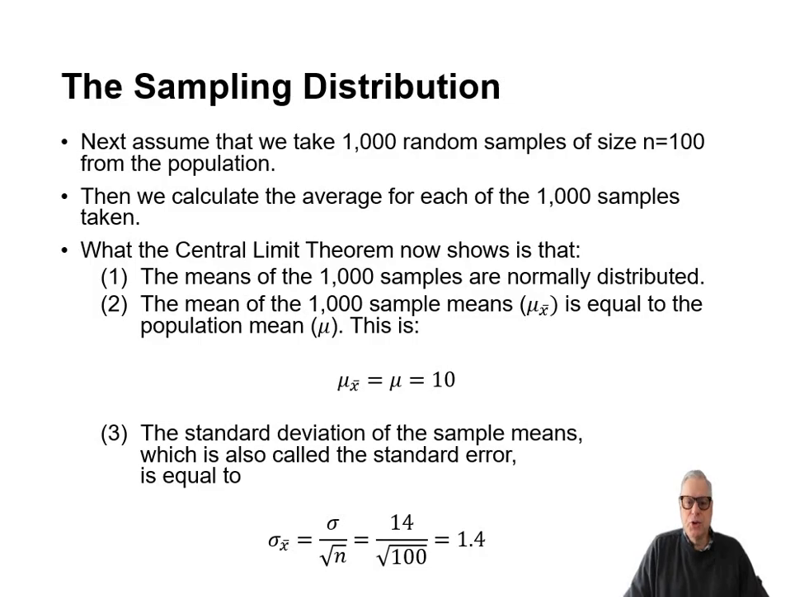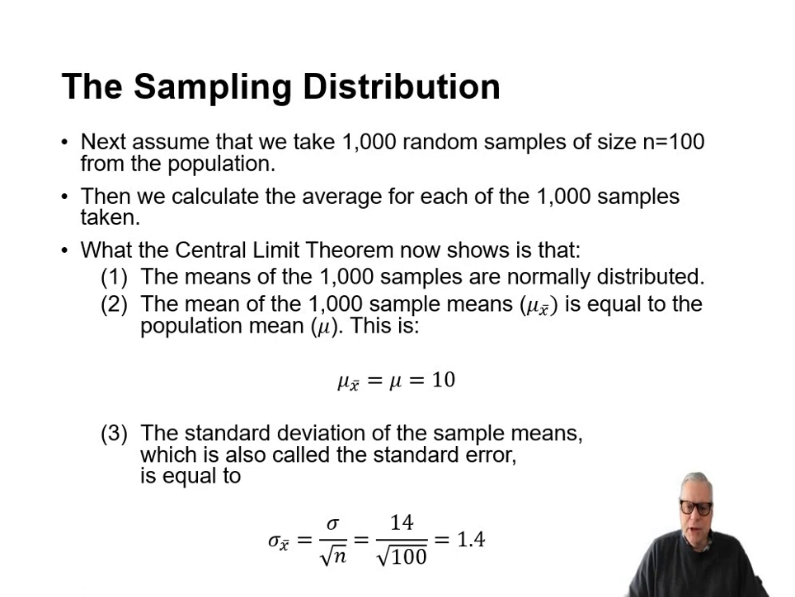So now let's turn to the sampling distribution. So next assume that we take 1,000 random samples of size 100 from the population. So we randomly select 1,000 times 100 observations, and for each sample we calculate the mean. So we calculate the average for each of the 1,000 samples.